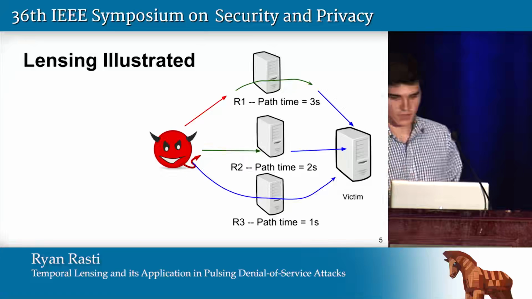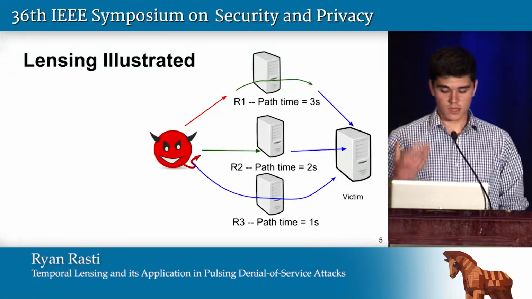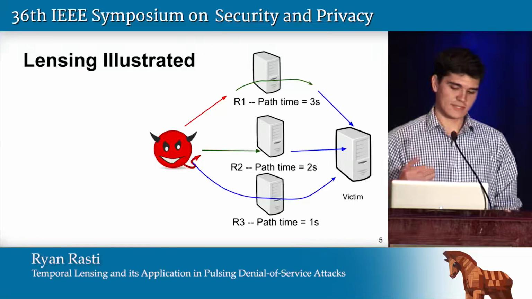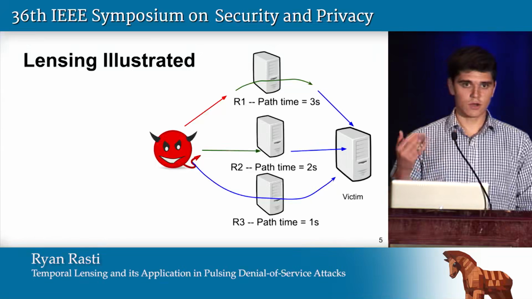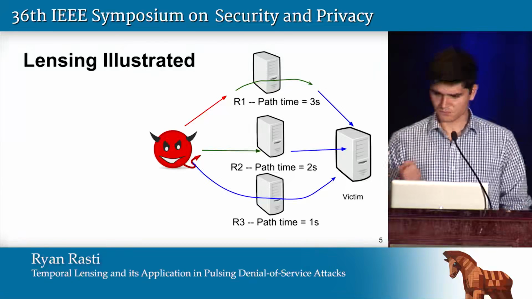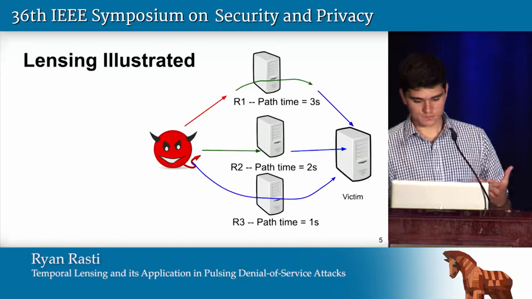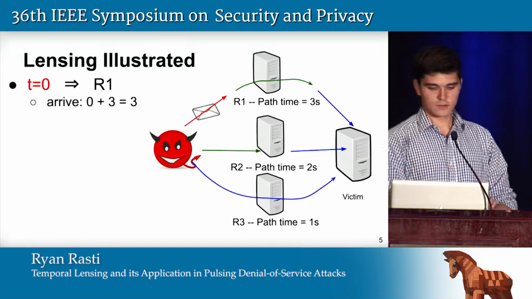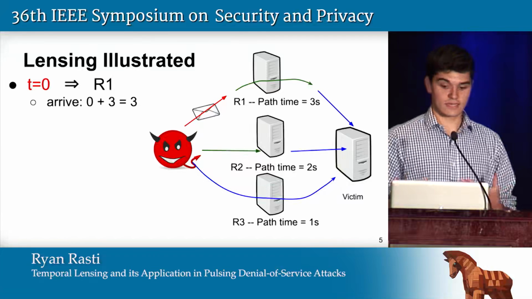And so this is a very contrived example of how this might work. So what we have here are essentially 3 reflectors in the network, and each one gives the victim a different attack path latency, essentially a different path time through the reflector to the victim, right? So R1, R2, and R3 have path times of 3, 2, and 1 second respectively, right? So if the attacker only sends at a rate of 1 packet per second, right? So to start this off, at time 0, the attacker will send to R1, right? And since the path time here is 3 seconds, this packet will arrive at time 3.